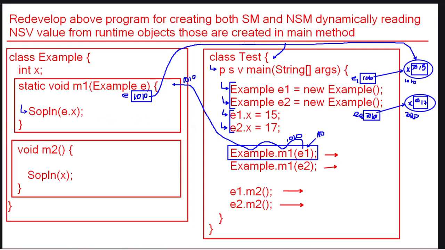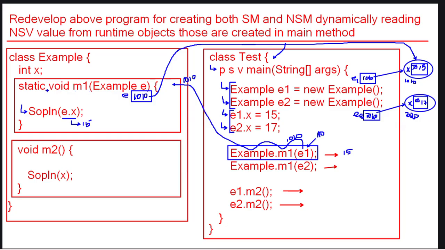Then logic execution. Always logic will be the second statement. What is the meaning of this line? E dot x means read the x value from the 1010 object. What is the E1 object value in 1010, the x value in 1010? 15. Output is 15. Everyone understand how to get 15?